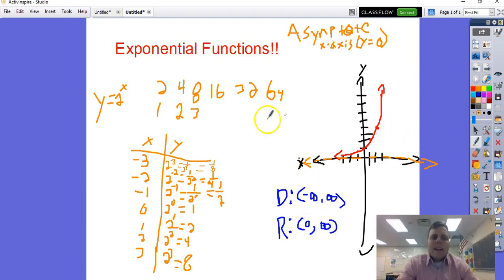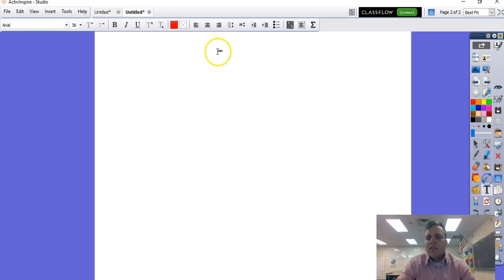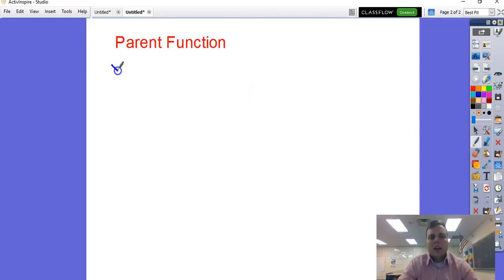Alright, so this is the basics of an exponential function. So let's look at the parent function for exponential function. This is the actual parent function. The parent function is simply y equals b raised to the x. So it's y equals b raised to x. B is just a constant. That means b can be any number.